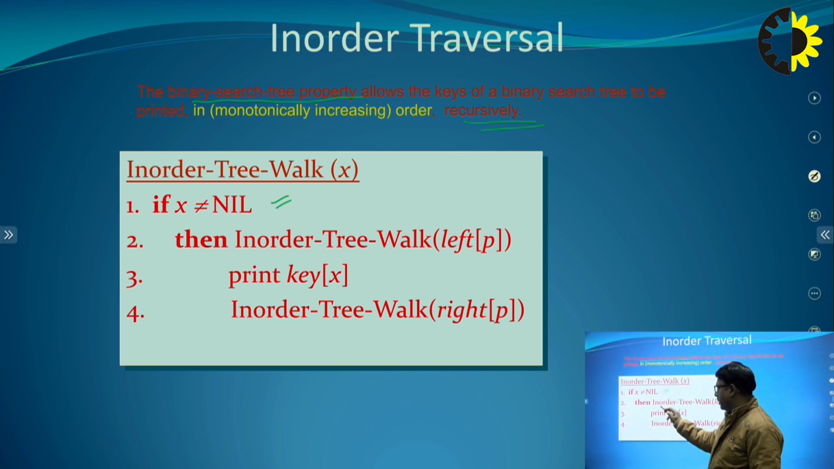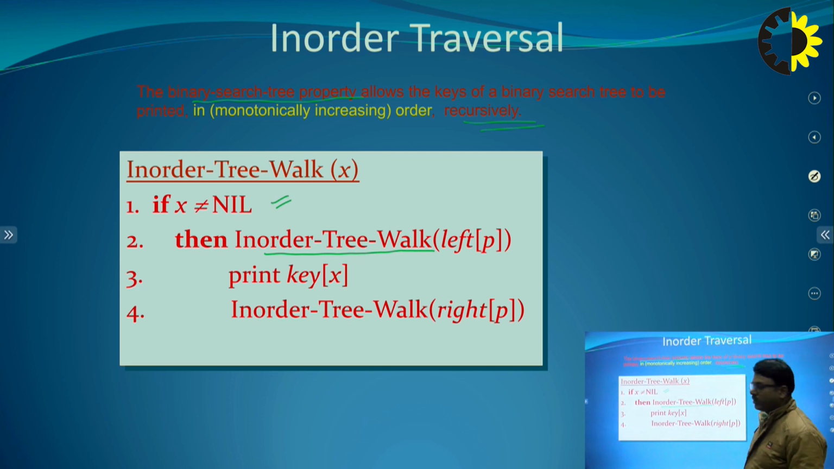What is the next step? We have to do an in-order tree walk. In-order tree walk means what? As per the property of in-order, we first walk the left node, then we print the key, and then again we call the in-order tree walk for the right. That is what is done in the case of in-order.